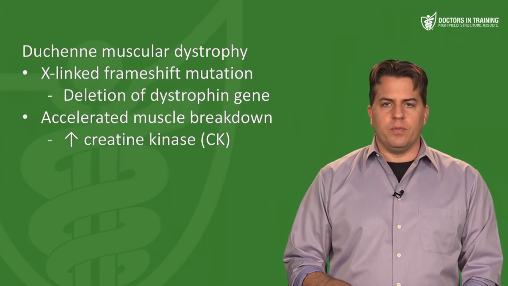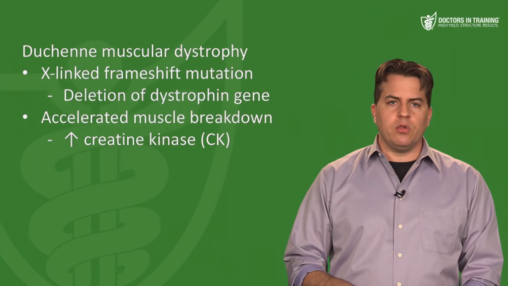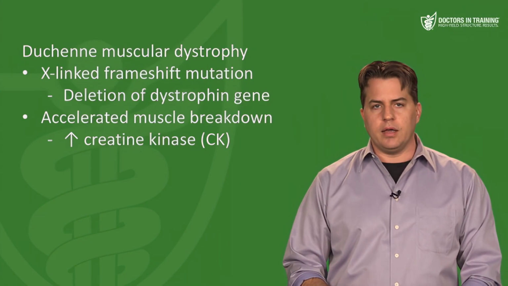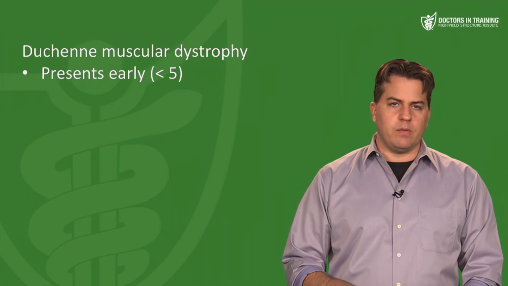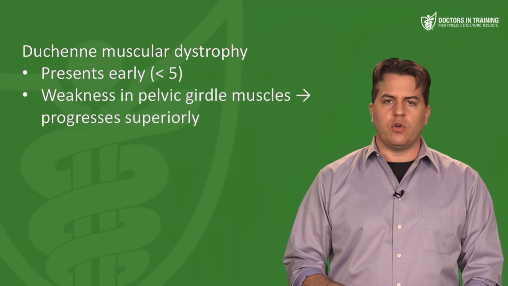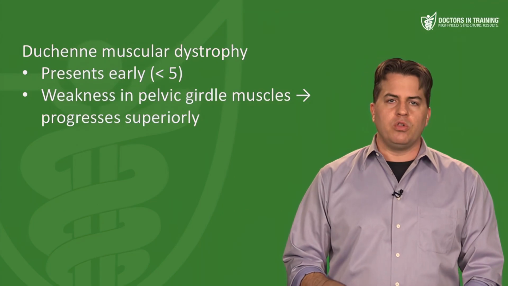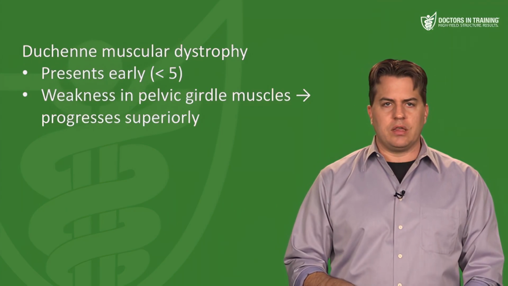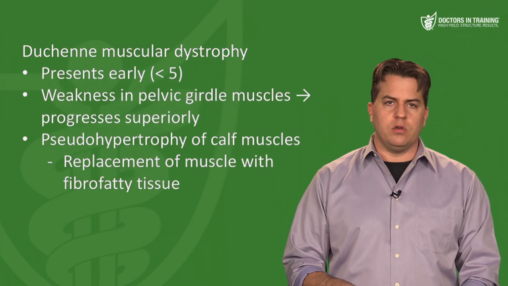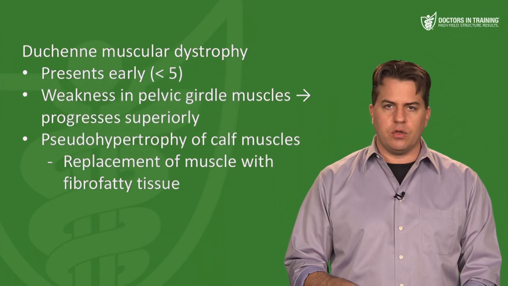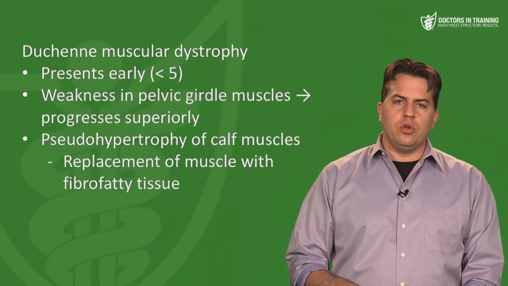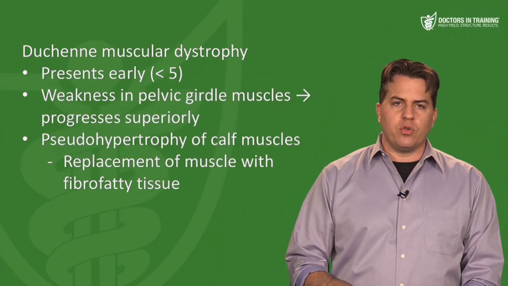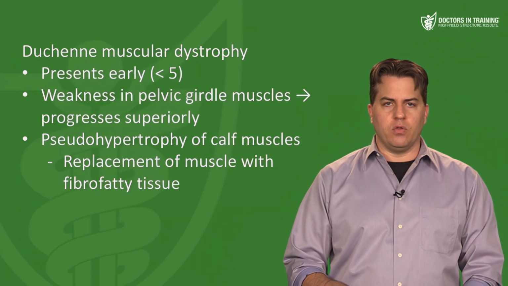What is CK a marker for? It's a marker for muscle breakdown. As muscle cells become inflamed or injured, they die and they spill their contents, including creatine kinase. Duchenne muscular dystrophy presents very early in life, before age 5, starting with weakness in the pelvic girdle muscles, which eventually progresses superiorly. Kids with Duchenne muscular dystrophy get pseudohypertrophy of the calf muscles due to fibrofatty replacement in those tissues. That's why it's called pseudohypertrophy. It's not true muscle hypertrophy. The calves look bigger, but it's replacement of muscle with fibrofatty tissue that's making the muscle look bigger.